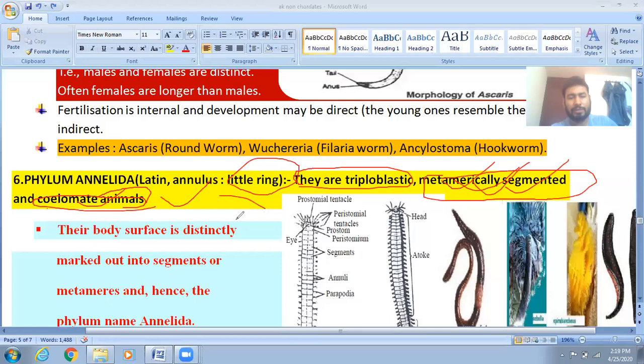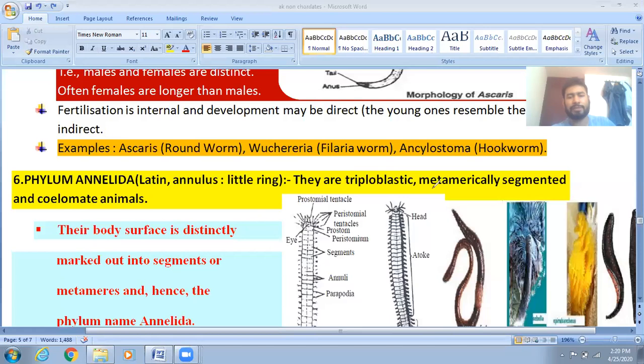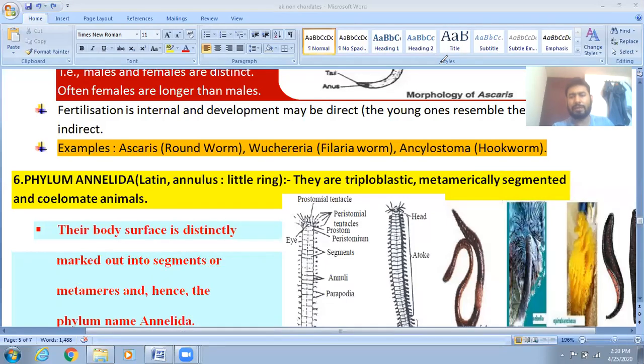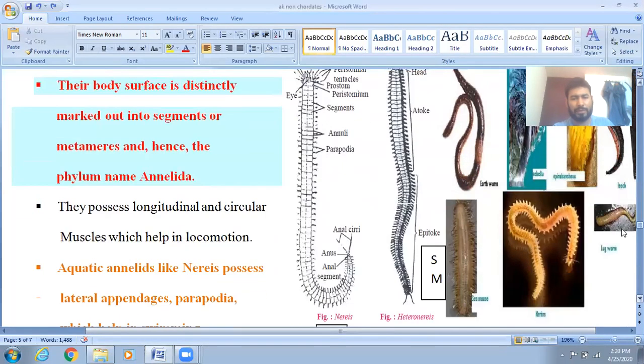Okay. So if you see here, they have given their body surface. One very important characteristic feature is segmentation, and this segmentation is also known as metamerism. The body surface is distinctly marked into segments or metameres, and hence they gave the name Annelida, due to the presence of these metameres.